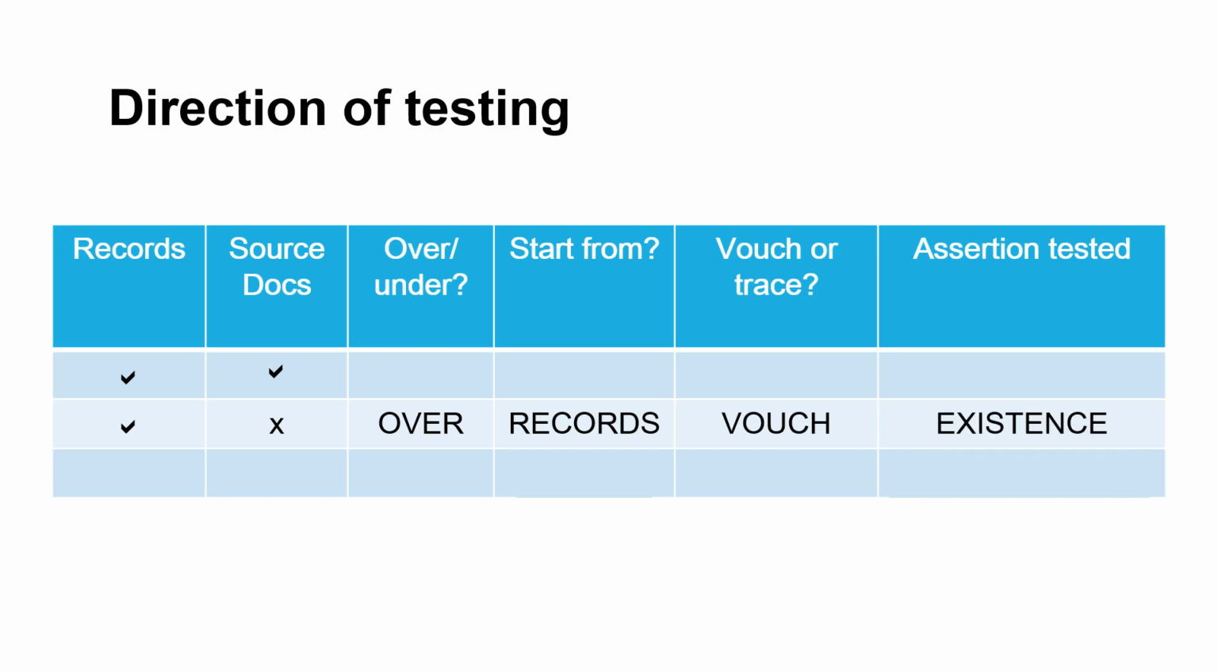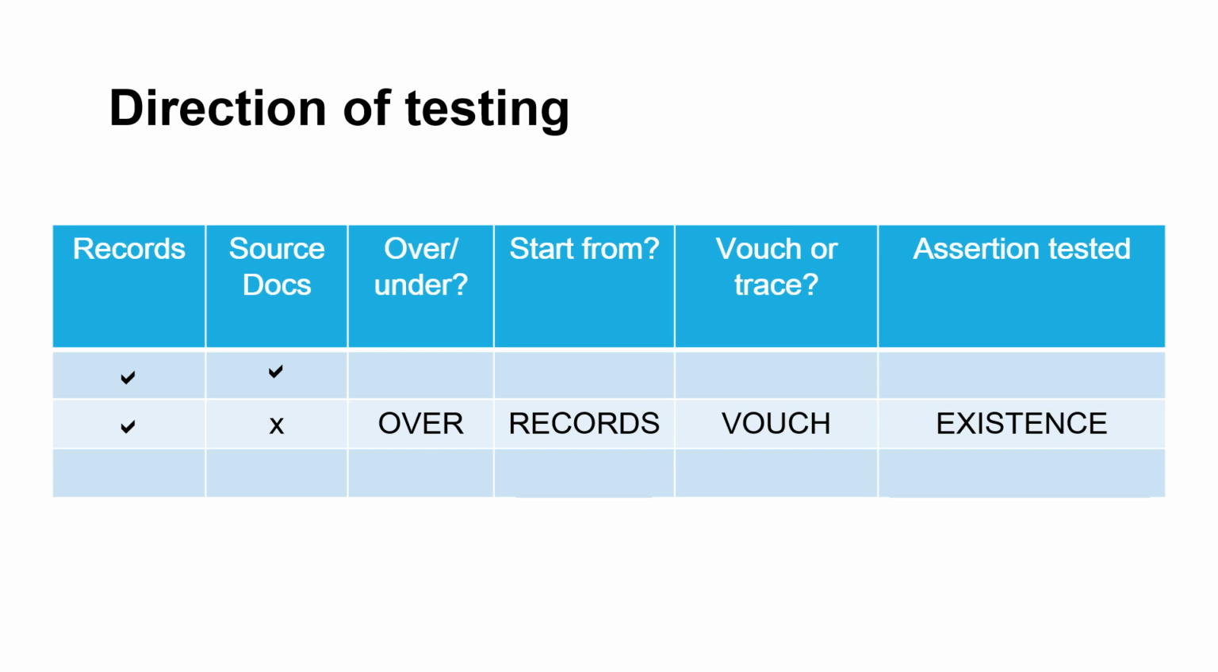Now, some of my students use the mnemonic OVER to recall this one. O for overstatement, V for vouching, E for existence, and then R to start from the records. And then they just take the opposite when it comes to tracing. So that might be something useful for you to remember this as well. The mnemonic OVER. Testing for overstatements means we have to vouch.